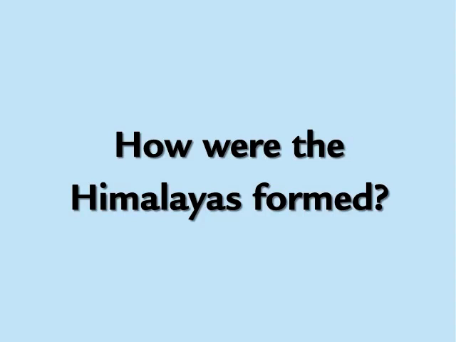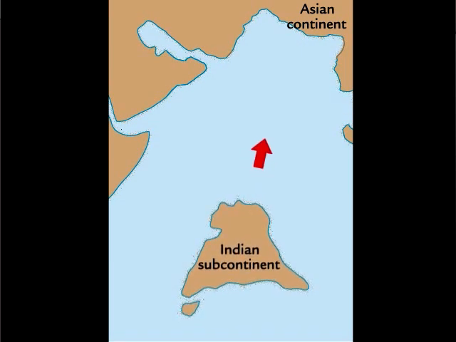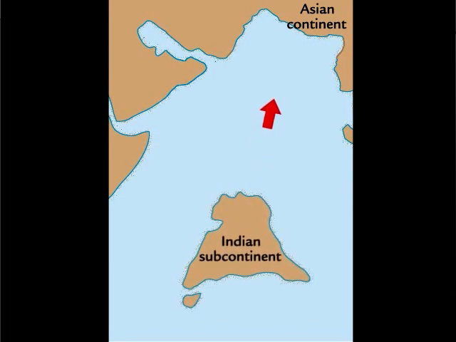How were the Himalayas formed? Millions of years ago, the Indian subcontinent and the Asian continent were separated by a large sea. During this period, sediment from both land masses was being washed down and deposited in the coastal water around them. The Indian subcontinent moved northward and toward the Asian continent.